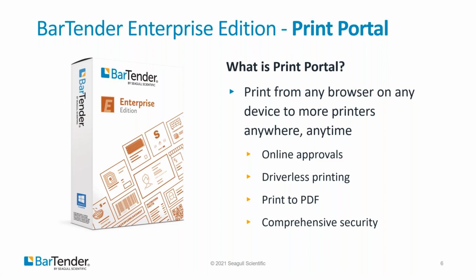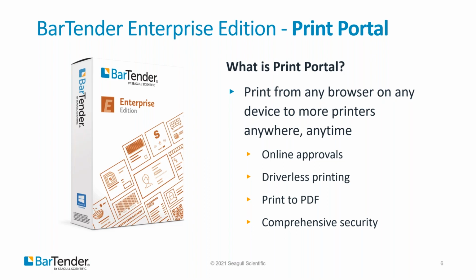Print Portal is a web-based companion app for BarTender Enterprise Edition. This companion app allows us to provide you with an interface that allows you to quickly search and locate BarTender documents, and not just search and locate BarTender documents, but you're going to be able to print from that web browser.